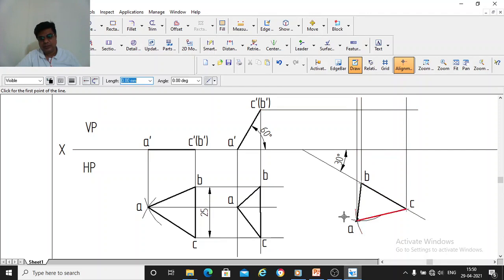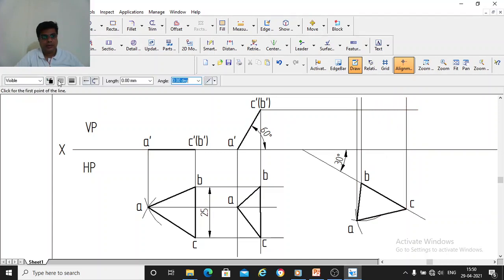So this A is here, A dash is here, so this will be your new point A dash. So B and B dash they intersect here, this is your new point B dash. C and C dash will come here, this is a new point C dash. So this will be the new front view.